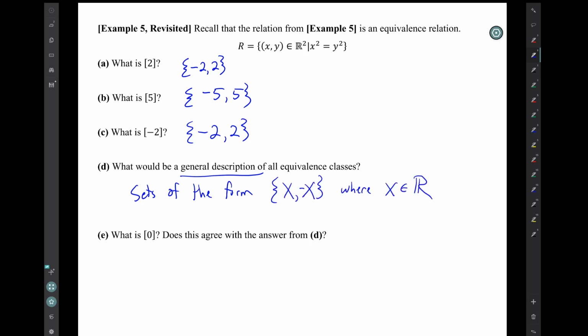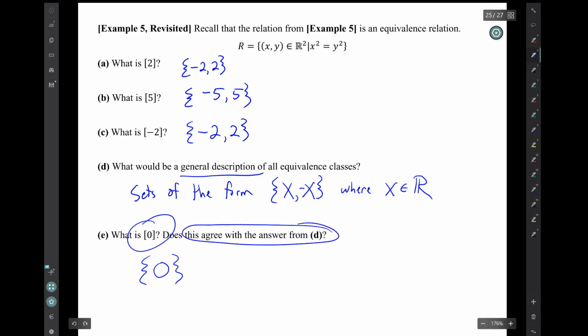So any set of this form is an equivalence class. What is the equivalence class of 0? Well, it's just going to be the set {0}. Does that agree with the answer from D? Well, yeah, because this set is actually just 0.